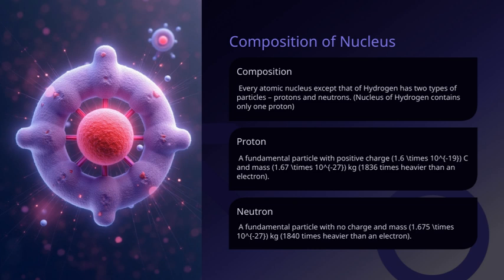When we look at the composition of an atomic nucleus, it's important to note that almost every nucleus, except for hydrogen, contains both protons and neutrons. Hydrogen's nucleus is unique because it contains only a single proton. This combination of protons and neutrons defines the identity and stability of the nucleus, which ties back to the overall theme of understanding atomic structure.